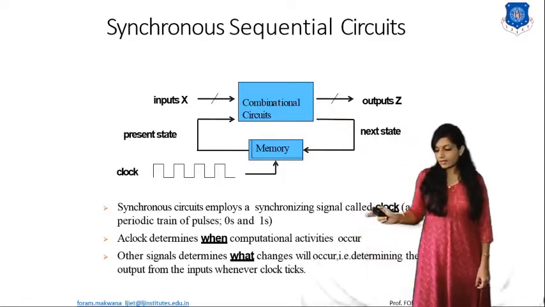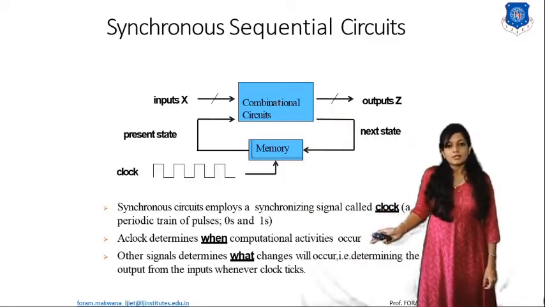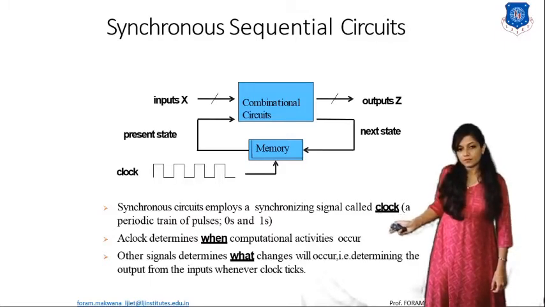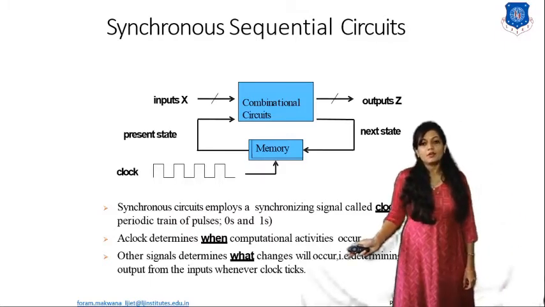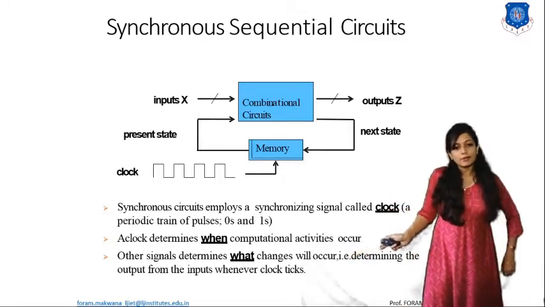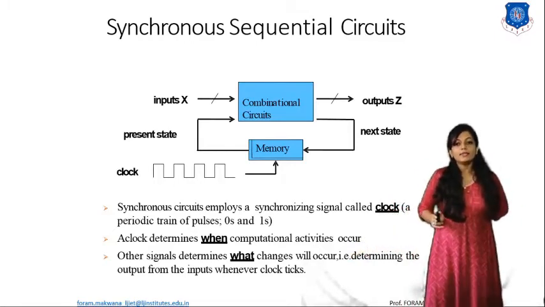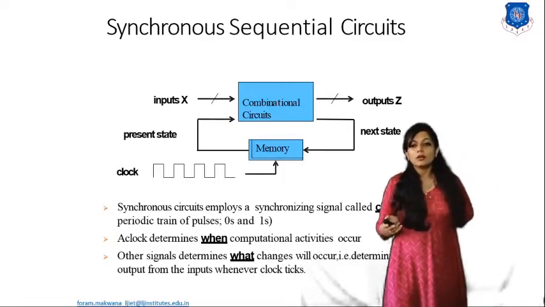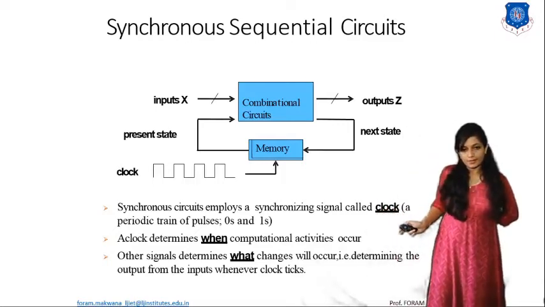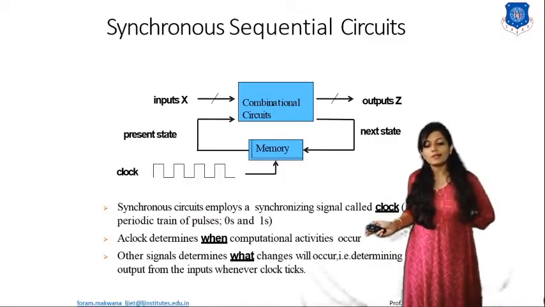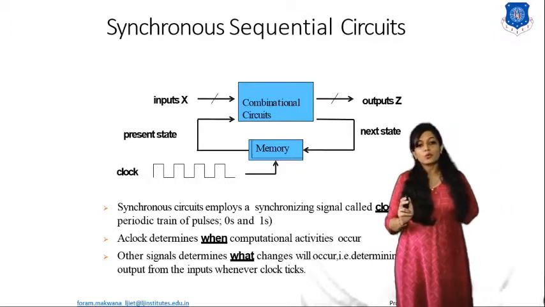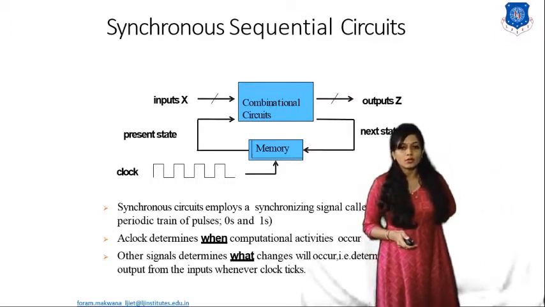So the synchronous circuit employs a synchronizing signal called the clock, or a periodic train of pulses. A clock determines when the activity will occur. Other signals determine what changes will occur, determining the output from the inputs whenever the clock is applied.